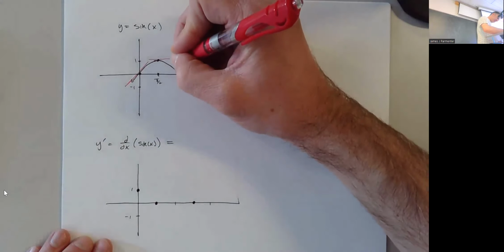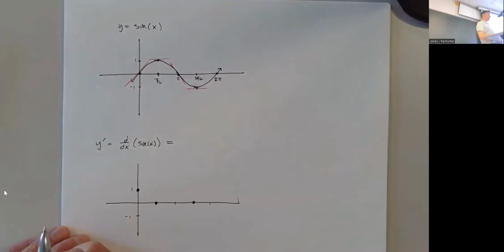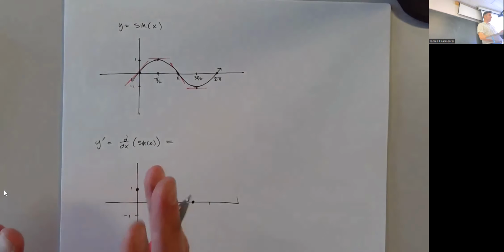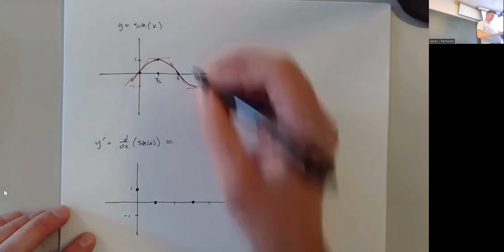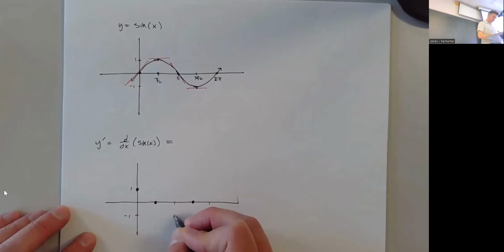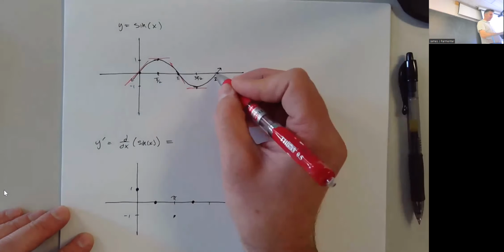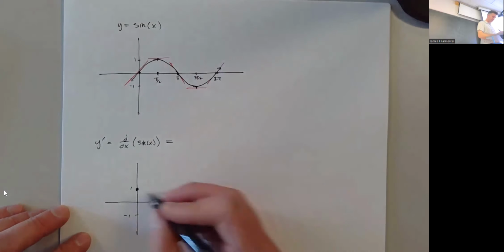And over here at pi, I should point out when I draw these tangent lines, technically the tangent line actually goes through the graph, which can happen sometimes. It's kind of weird, but it happens. The slope of the tangent line there is -1. And finally, back here, essentially the same place we started at, the slope of the tangent line is +1.